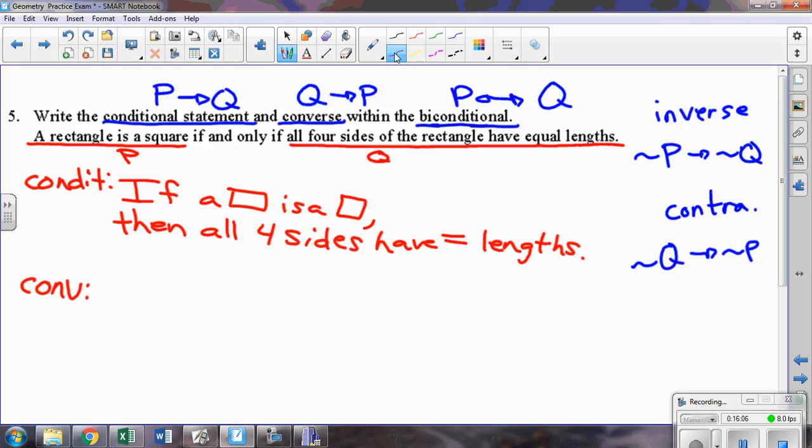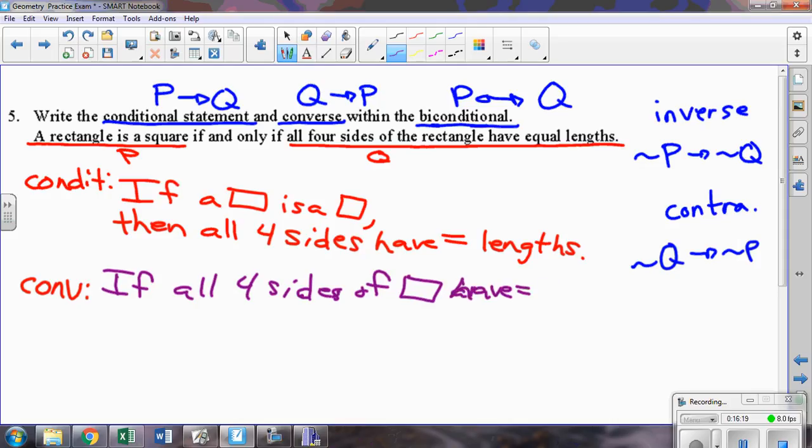For the converse, we need to flip it around. If all four sides of a rectangle have an equal length, then the rectangle is a square. A badly drawn and ugly square, but we're not seeking precision in a drawing, we're trying to communicate ideas, so we don't need perfection.